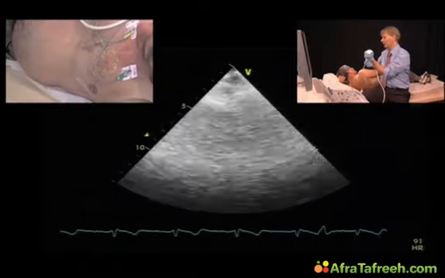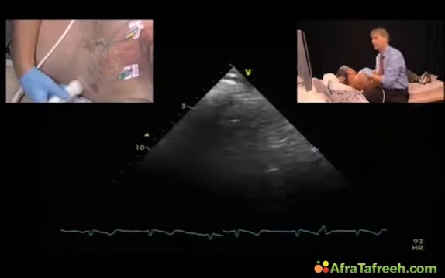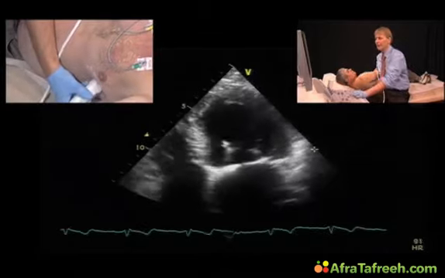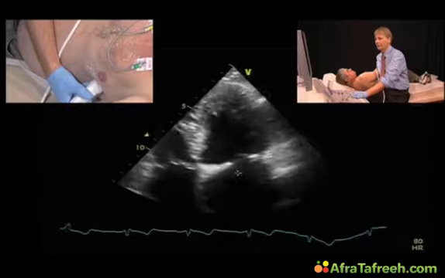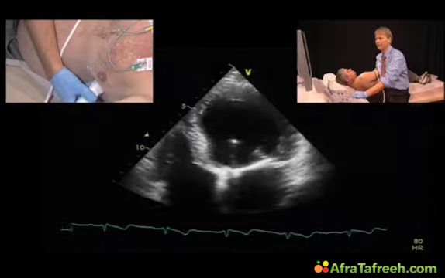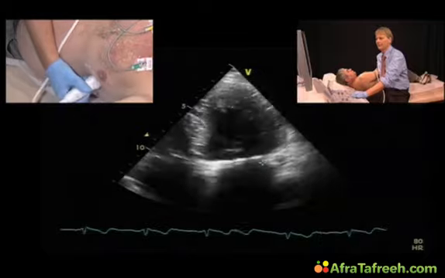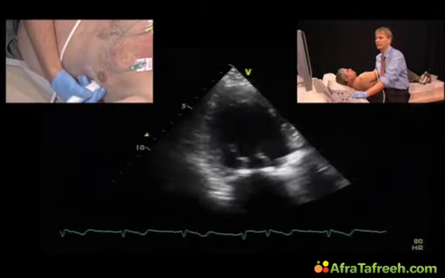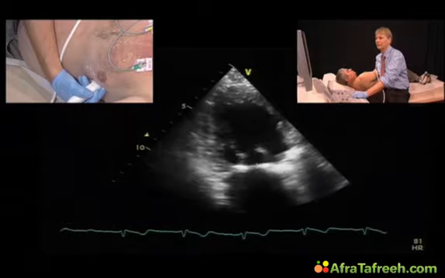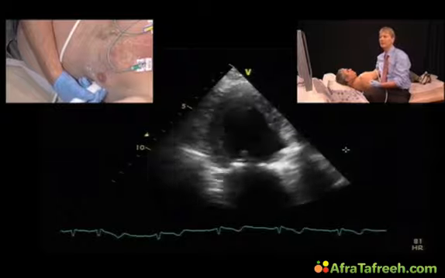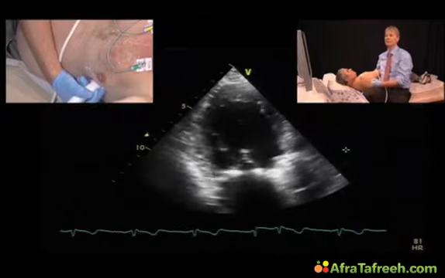If we take a look at the ring from an apical view, we can also see the two bright echoes here in the lateral and medial portions of the valve. And this can also be seen if I go to an apical long axis view. One bright echo here and another bright echo here. So this is a classic reconstructed, repaired mitral valve.